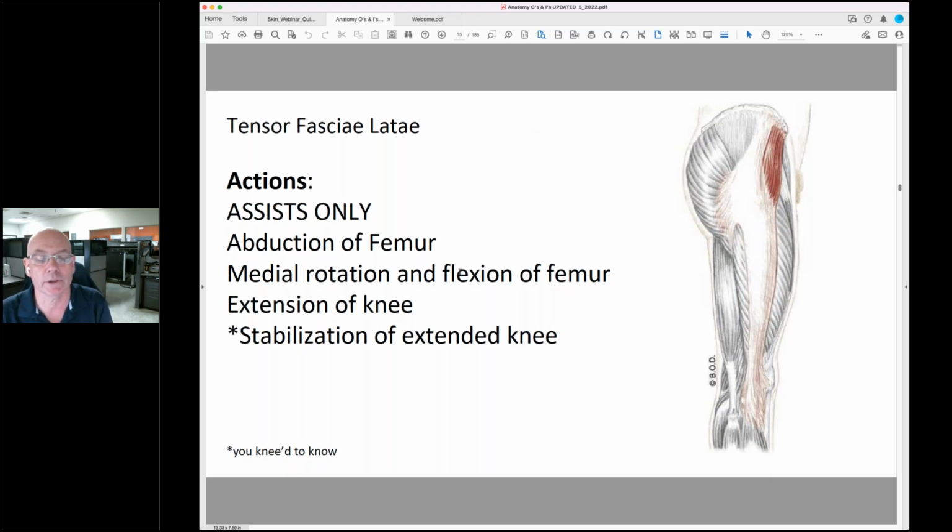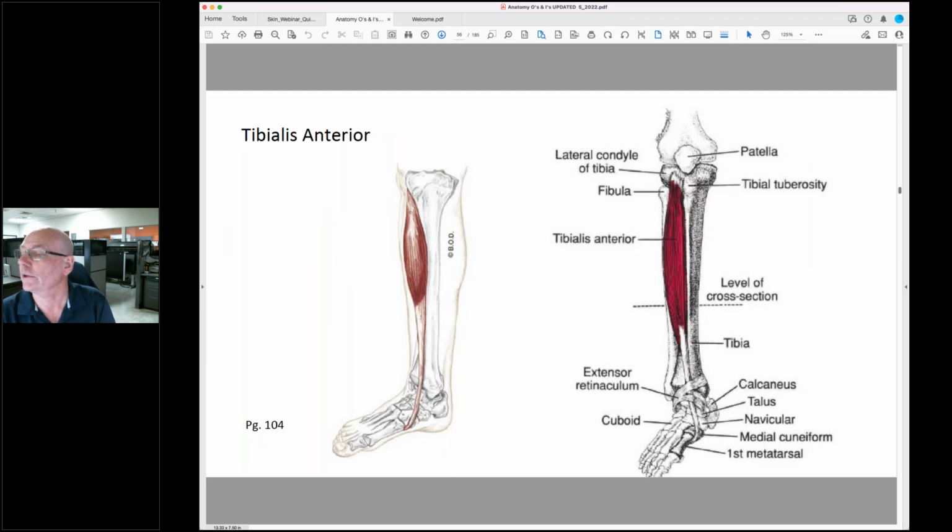Tibialis anterior. So now we're going to go below the knee. Well, I guess we were below the knee with gastrocnemius, weren't we? Tibialis anterior. Yeah, it's not the hip flexor. No, we'll get to the hip flexors later on with iliopsoas and whatnot. Anyway. All right. So tibialis anterior. Okay.